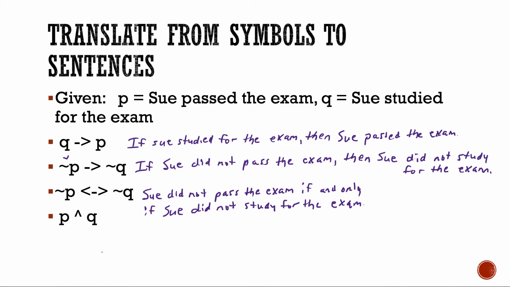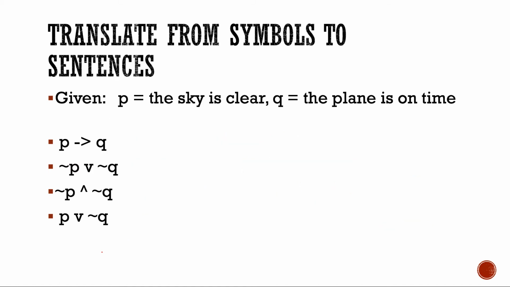And then the last one, P and Q. So we'll write down the P statement. Sue passed the exam. We'll put our connective in between, which is an and then we'll write down the Q. So, and Sue studied for the exam. So Sue passed the exam and Sue studied for the exam. Okay, we're going to do one more of these before we move into the next presentation. So the last one says that P is the sky is clear and Q is the plane is on time.